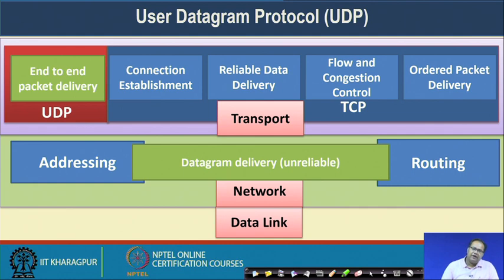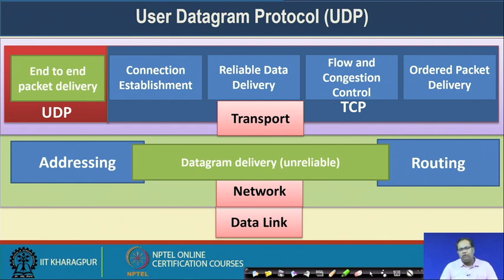So, the basic difference between TCP and UDP is that UDP is a very simple protocol and it does not support the functionalities which are provided by TCP. As we have seen, the TCP protocol supports connection establishment, reliable data delivery, flow control, congestion control, ordered packet delivery, all these different features. But to implement these features, certainly the protocol has a significant amount of overhead, or the signaling overhead, as we call it in networking terms.